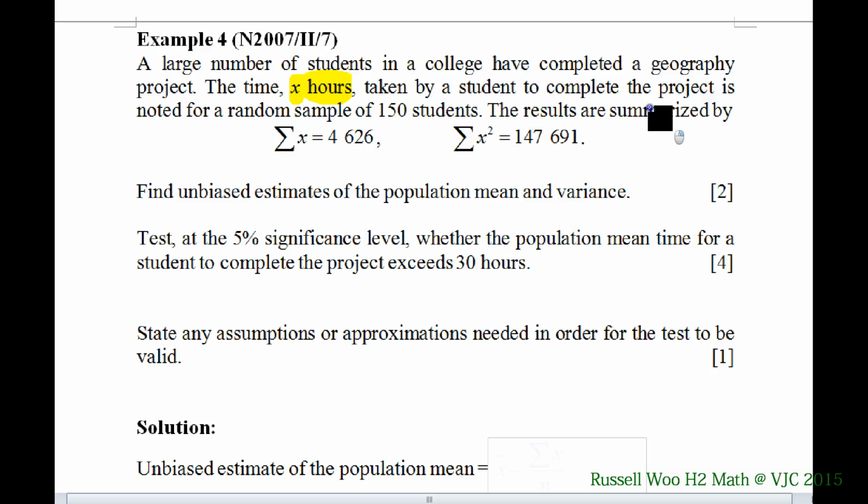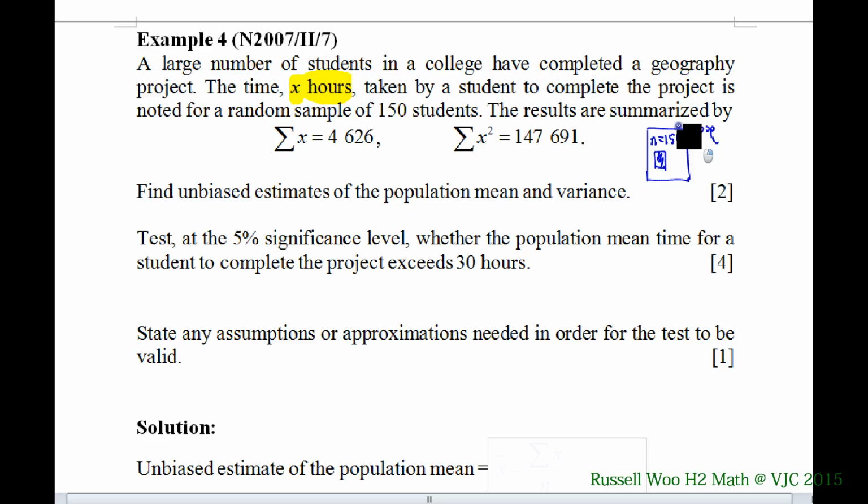So you want to talk about this entire population. And now your sample is here. Is the population, correct? And population n equals 150. Okay, you sample 150 students, you realize that you take the sum of all the hours is 4626, sum of the square of all the hours is 147691.